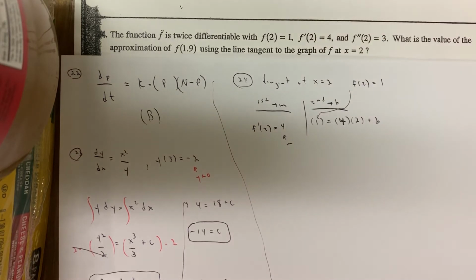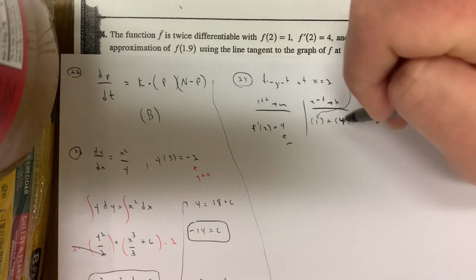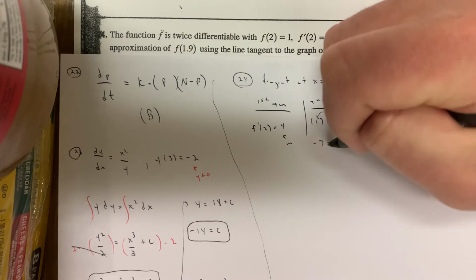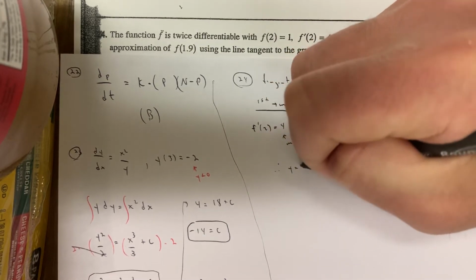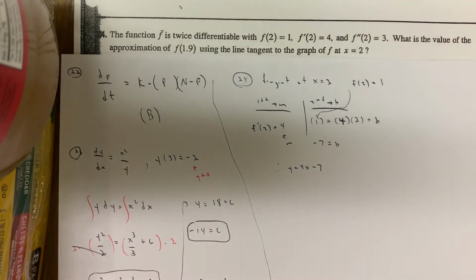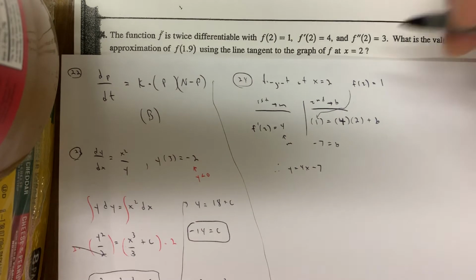They told you what it is, Poppy. All right, so 1 is equal to 8 plus b. Subtract 8 from both sides. -7 equals b. Therefore, even though there are 3 dots, y equals 4x minus 7. Look, that's what I want to plug into as far as approximating.